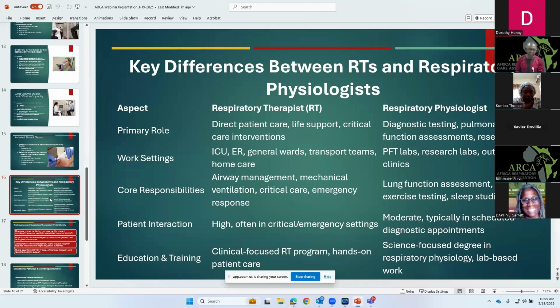Patient interaction for respiratory therapist. Let me just mute.